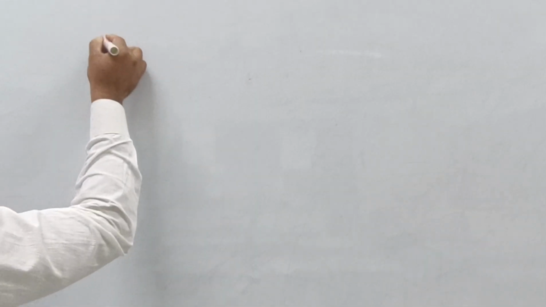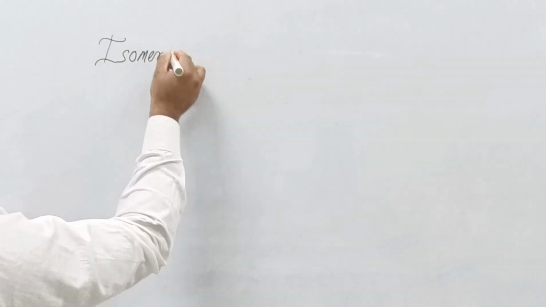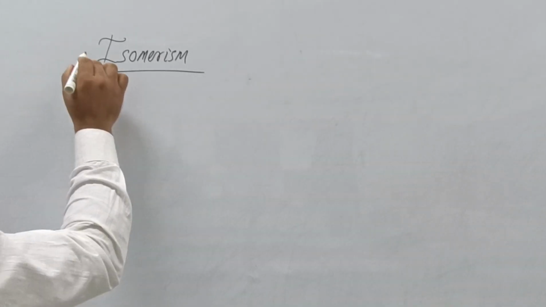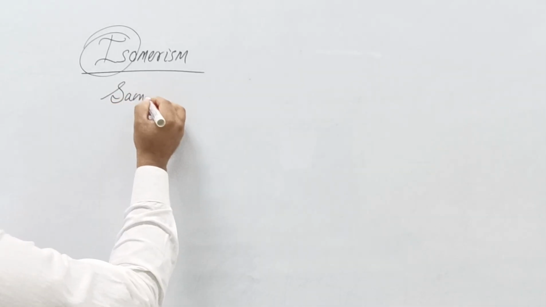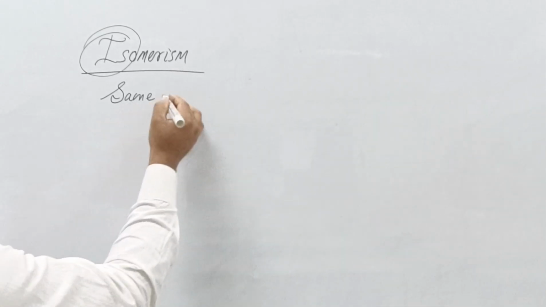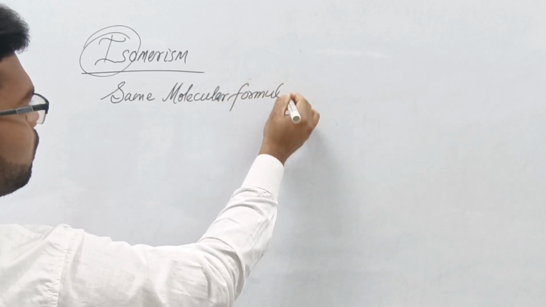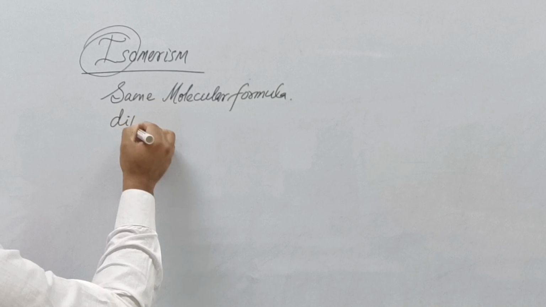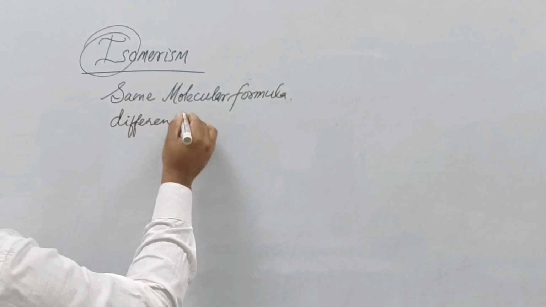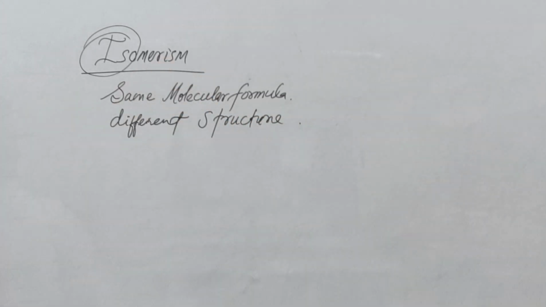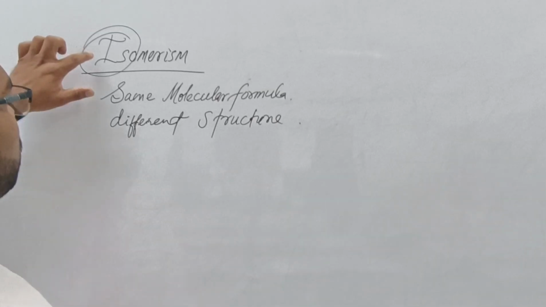Understand about isomerism. In our topic we have isomerism. From this word itself we can understand, iso means same. That means organic compounds would have the same molecular formula, but a different structure. If the molecular formula is the same and the structure is different, we call it isomerism.